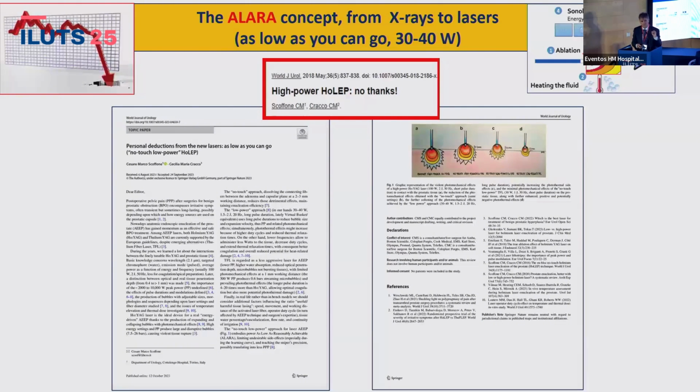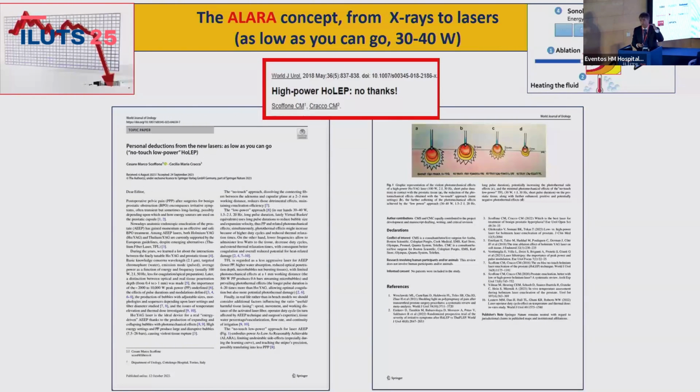And I want to underline, to show you this paper that we published 2 years ago about putting the ALARA concept from X-ray to the laser. So we use the laser as low as we can go. In practical terms, for example for the enucleation, now we are using 30 watts, 1.5 joule and 20 hertz for holmium, and 1 joule and 30 hertz for TFL. And this is, for us, enough energy to reach the same efficiency of the laser.